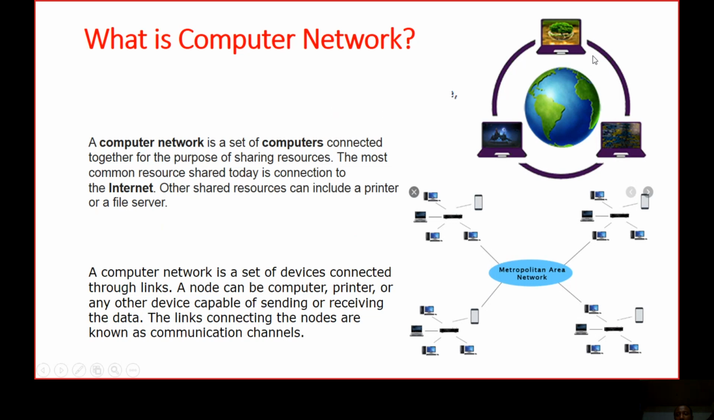So as you see here, there is a picture of a computer network. Here is a network of computers which are connected together, and also here we have another type of network, and computers are sharing resources. So these are the examples that we can call a computer network. The structure of a computer network.